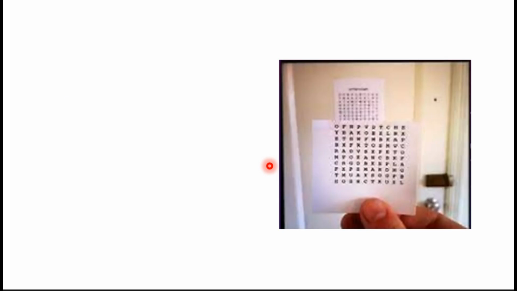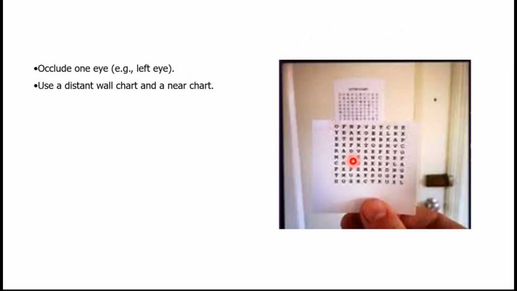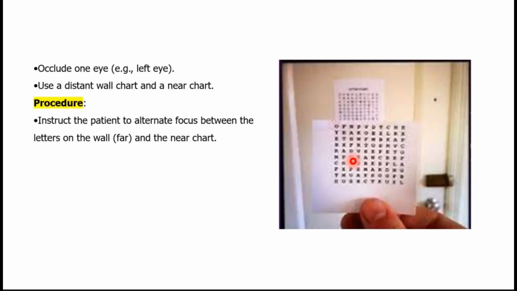Apart from that, we have another test which works on a similar principle, and that test is a near far test. So in the near far test, again you have two stimuli. One is at near and one is at far. The near one will be at the habitual distance of the patient. The far one is going to be on the wall at 6 meters. So you occlude one eye and then you use a distant wall chart and a near chart. Here you are basically going to ask the patient to alternate their focus between the letters on the wall and the near chart. So here you don't have to introduce the flippers.